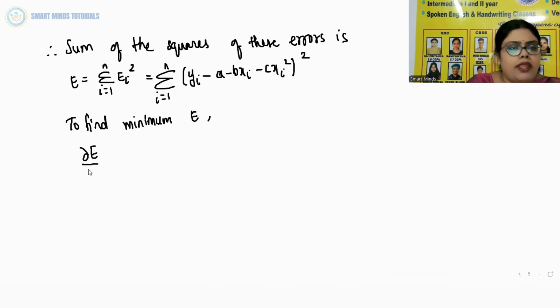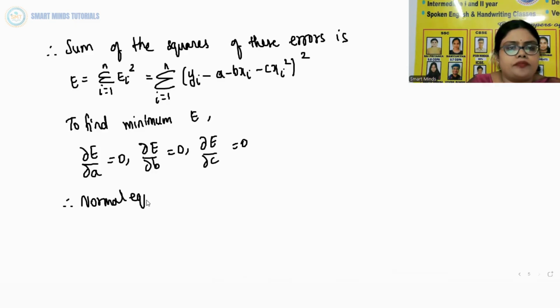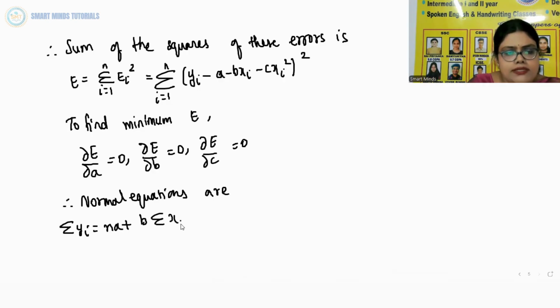Now to find minimum E, dou E by dou a is equal to 0. Dou is partial differentiation. Dou E by dou b is equal to 0. Dou E by dou c is equal to 0. Therefore, normal equations are sigma yi is equal to Na plus b sigma xi plus c sigma xi square. This is from equation number 2.